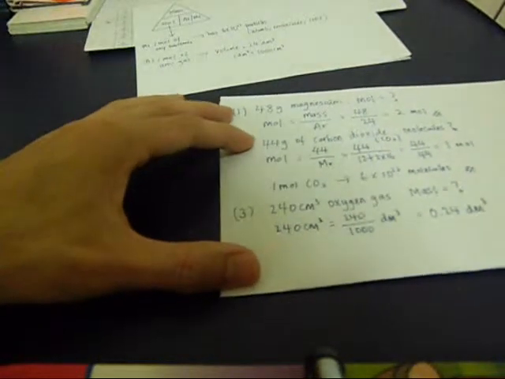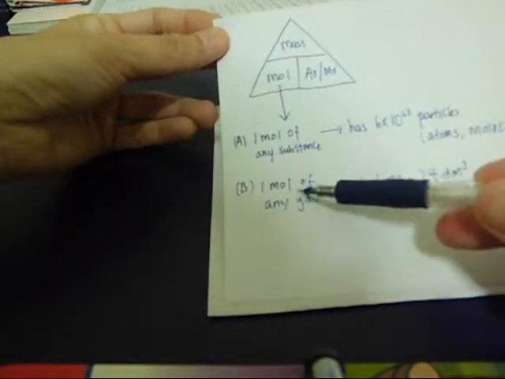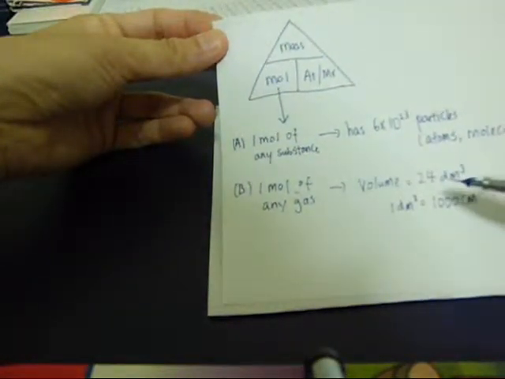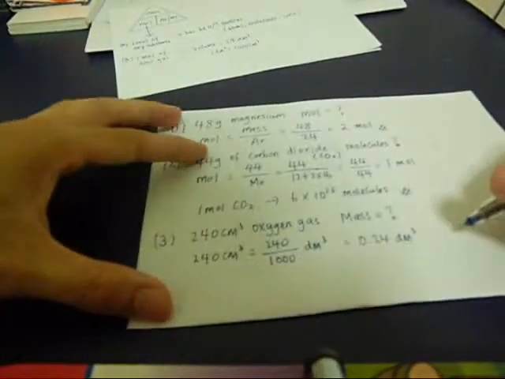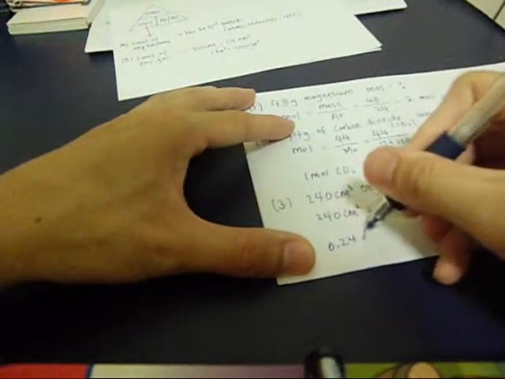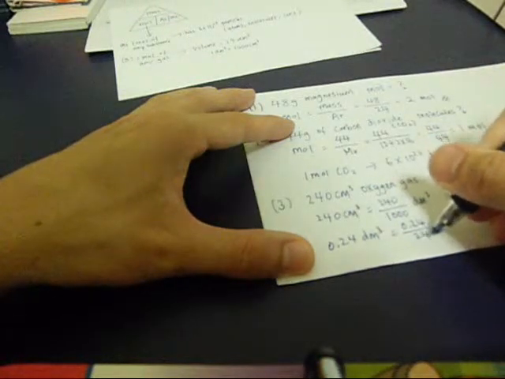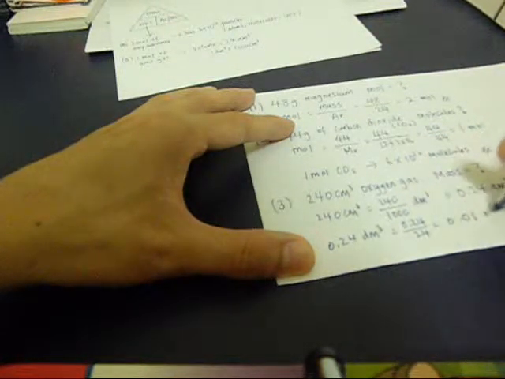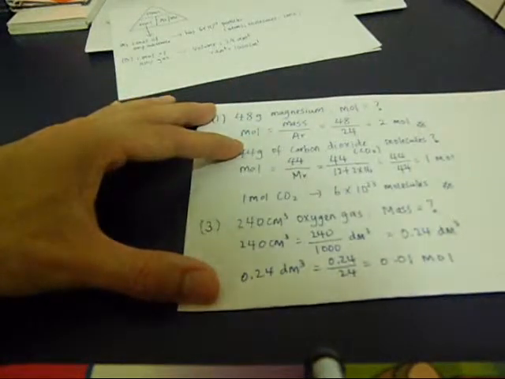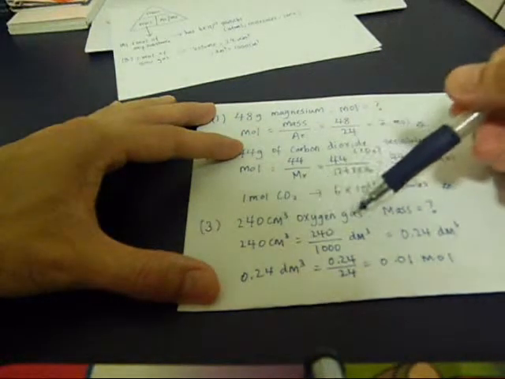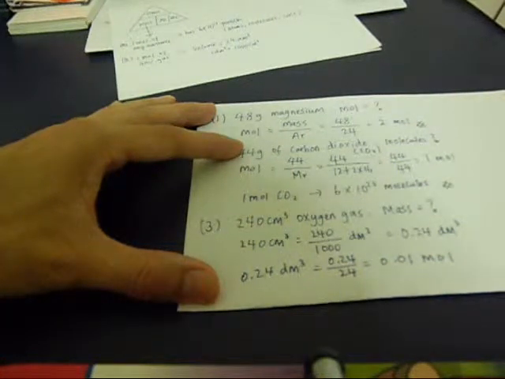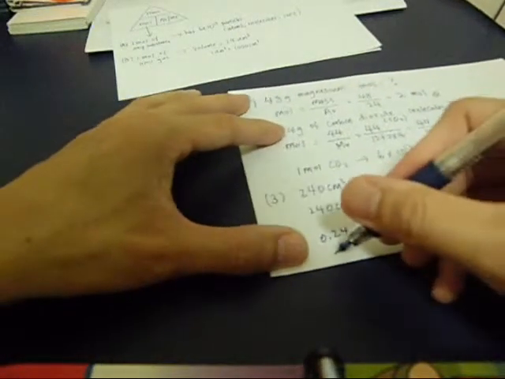After you have found this 0.24 dm cube, you have to find how many mole. 1 mole is 24 dm cube, so 0.24 dm cube is 0.24 divided by 24, which is 0.01 mole. So this 240 cm cube of oxygen gas is actually 0.01 mole of oxygen gas.